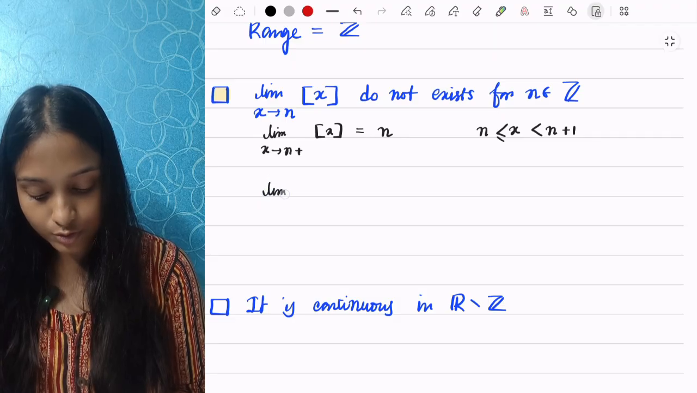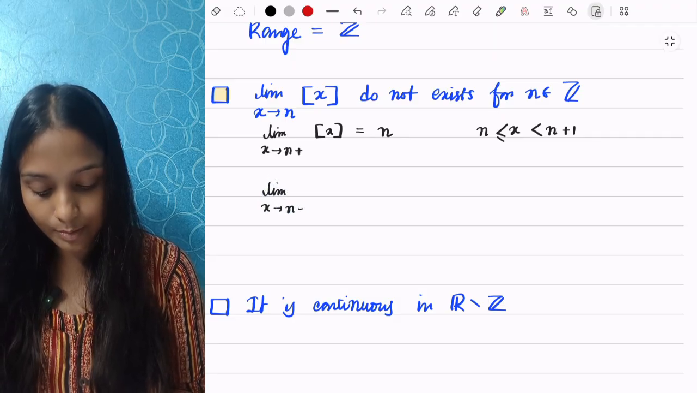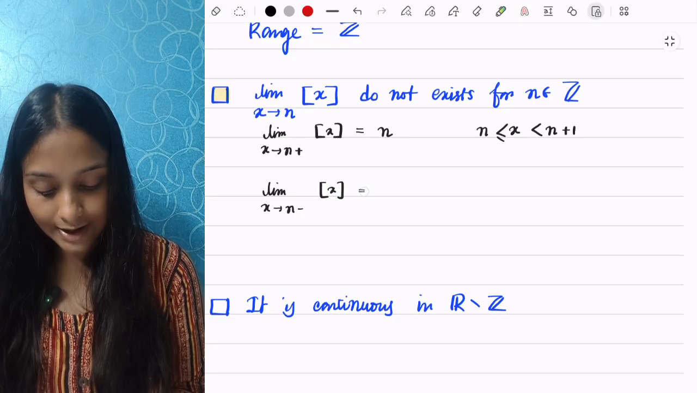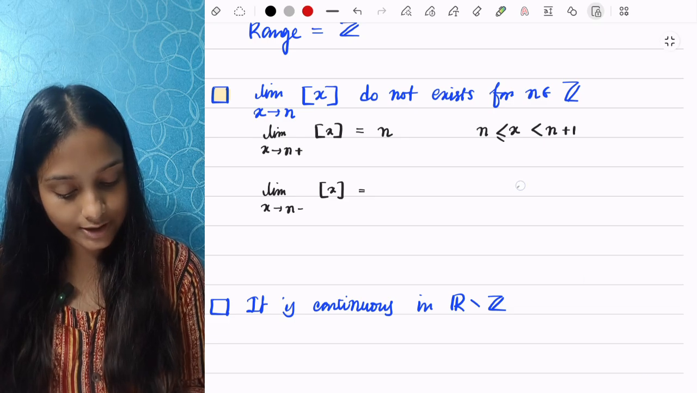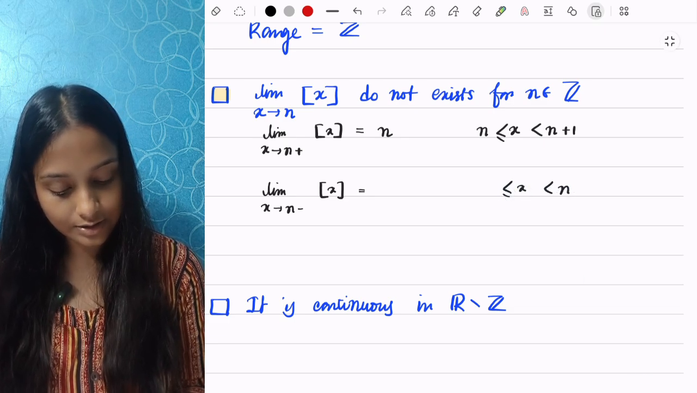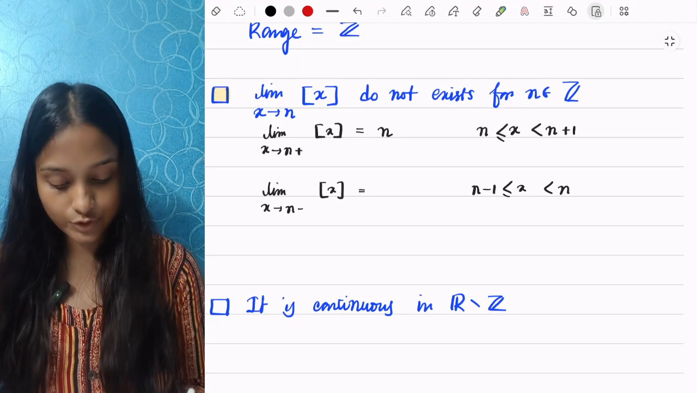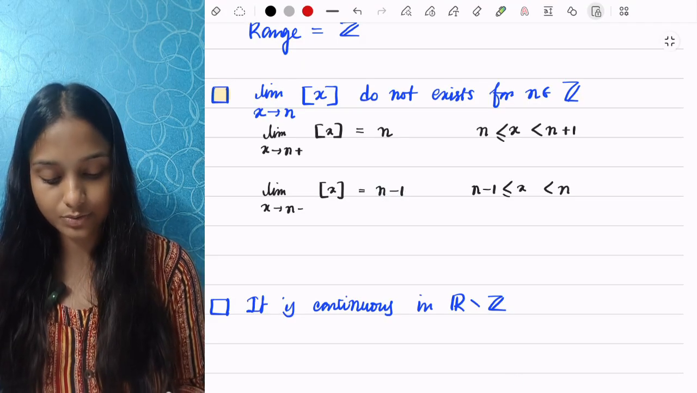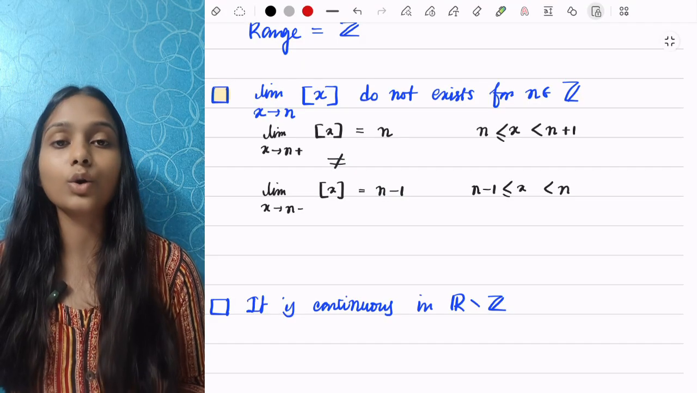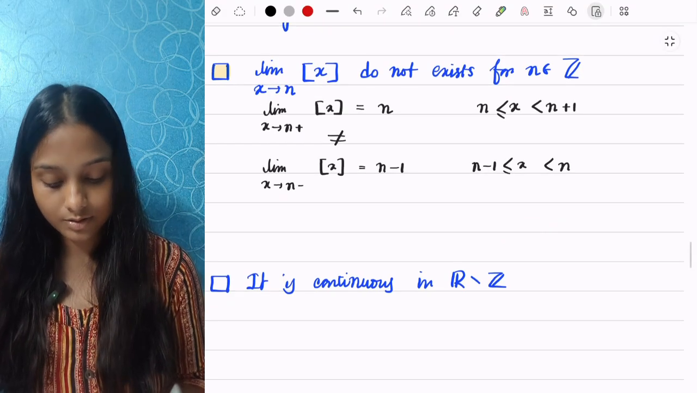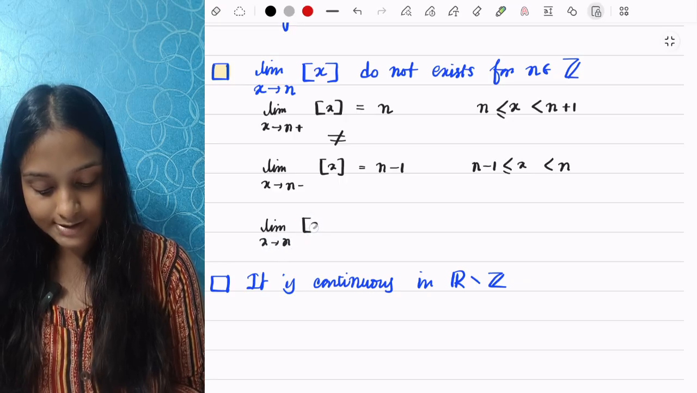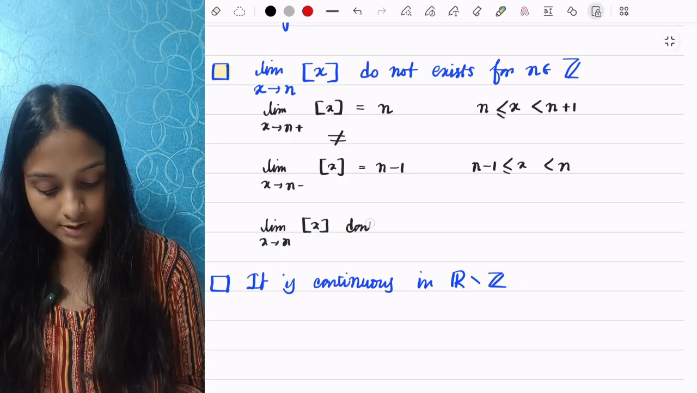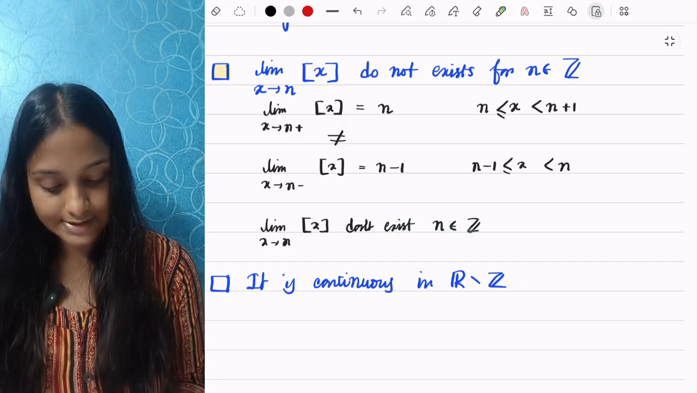But if we try to find out this n minus, so when x tends to n minus, it means x lies to the left side of n. So here x must lie in this interval. Okay. So here we will get the value n minus 1. And as these two are not equal, limit x tends to n of box x doesn't exist where n belongs to Z.